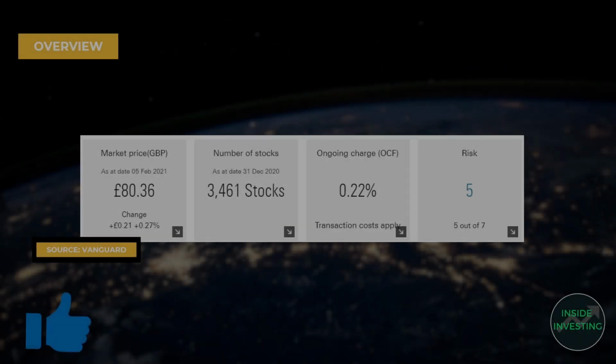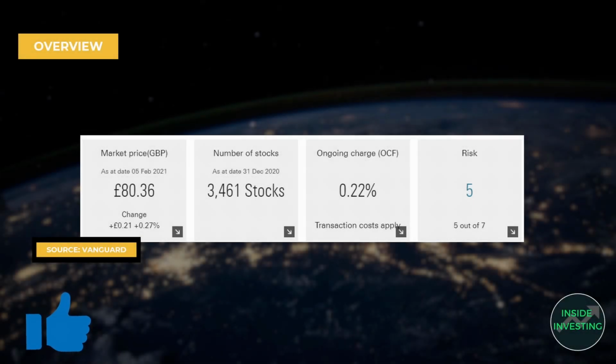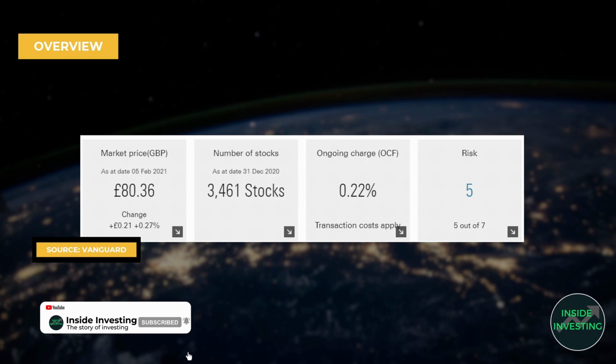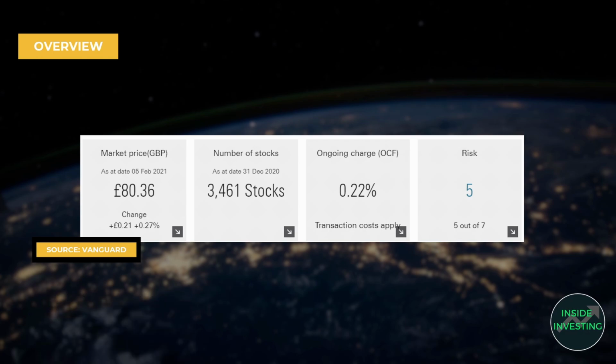So today we're discussing the VWRL Vanguard All World ETF. This ETF currently has a price around £80 and it includes around 3,400 different stocks. So there are around 3,400 different companies included in one ETF share. The ongoing charge is around 0.22%, which is fairly low. So this is the management fee, the costs that are included in the current market price to make sure that this ETF is available for the whole market.